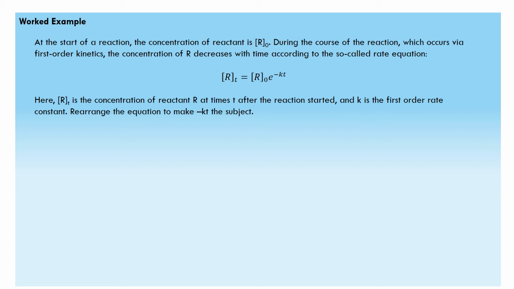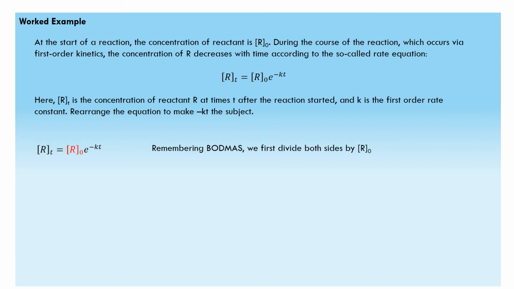In that equation, Rt is the concentration of reactant at time t, after the reaction has started. k is our first order rate constant. We're asked to rearrange the equation to make minus kt the subject. Now don't panic if you don't understand the reaction kinetics here. That's not the main focus of these mathematics tutorials. We will study reaction kinetics in physical chemistry lectures in the first year. So we don't need to understand all of the reaction kinetics. All we need to do is look at that equation and make minus kt the subject.